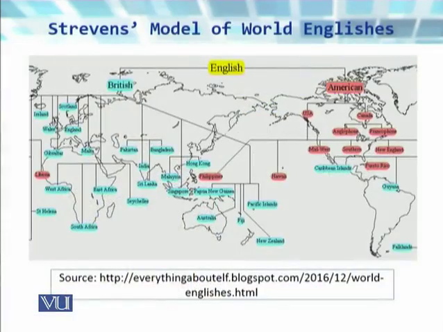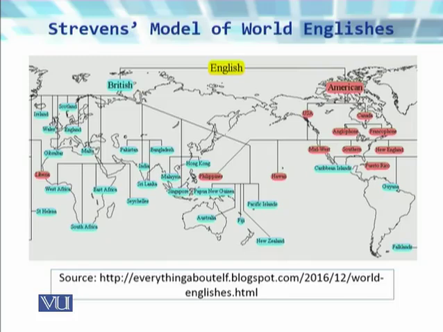Since the very early days of the spread of English, it had already been divided into two varieties, that of British and American English. Stevens shows how all the other varieties which are used in the world today have their origins in either the British or the American variety. So what he did was he took a map of the world. On this map of the world, he superimposed a tree diagram which showed this relationship of different varieties of English with either that of British or American variety.